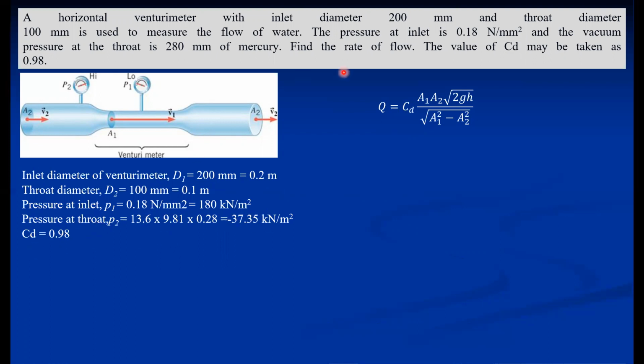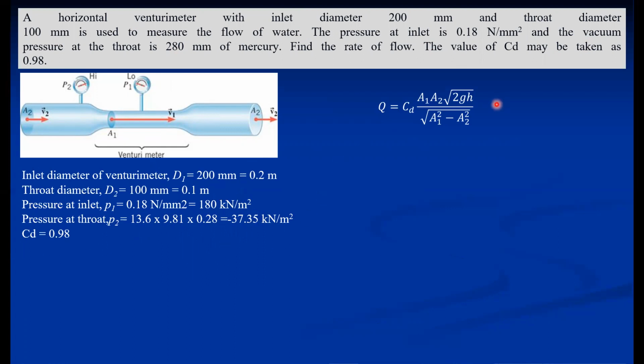Pressure at the throat is given in mm of mercury, so convert by rho g h. Here it directly comes to 37.35 kilonewton per meter square. This 13.6 is actually the specific gravity; if we divide by 1000 to make it kilonewton, it is 13.6 directly. This is g and this is 0.28, that is height h. With the help of the hydrostatic law, we can calculate the pressure at the throat, that is minus 37.35, because it is a vacuum pressure, so the minus sign is there. The CD value is also given.